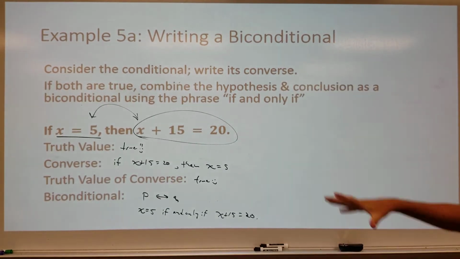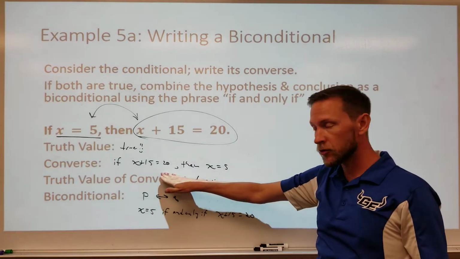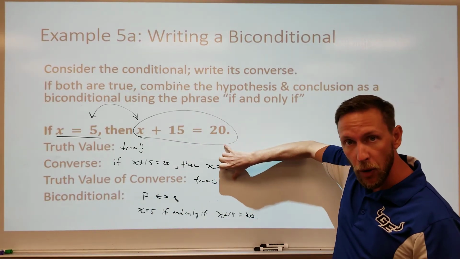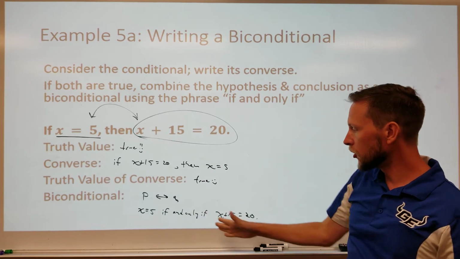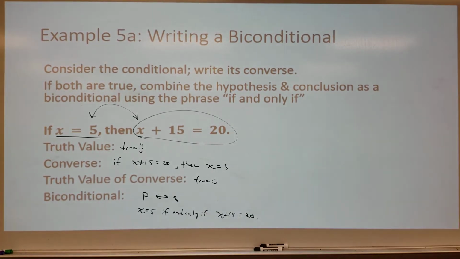Here we are taking an if-then statement, we're flipping it to write the converse, we're checking the truth values for both statements, and then rewriting a new conditional called a biconditional statement. Hypothesis, if and only if, conclusion.